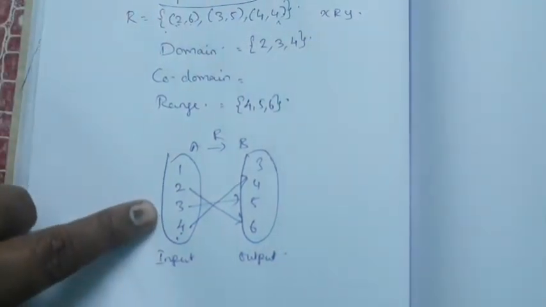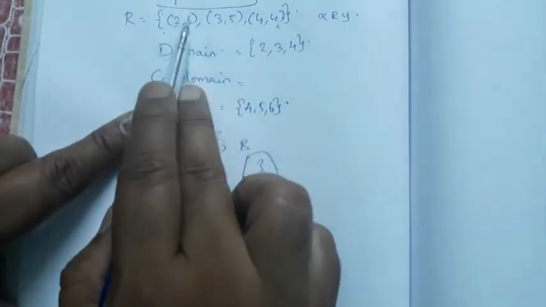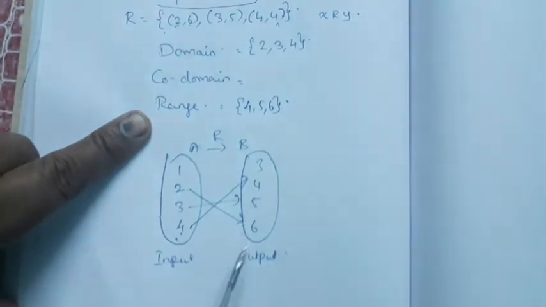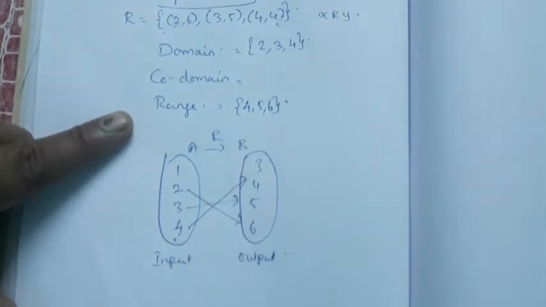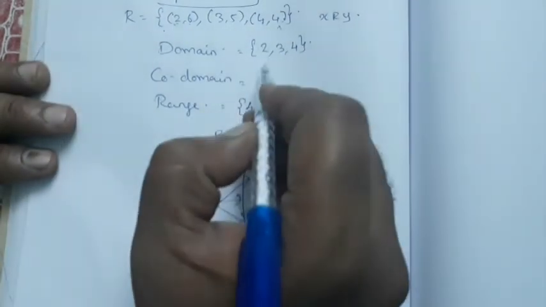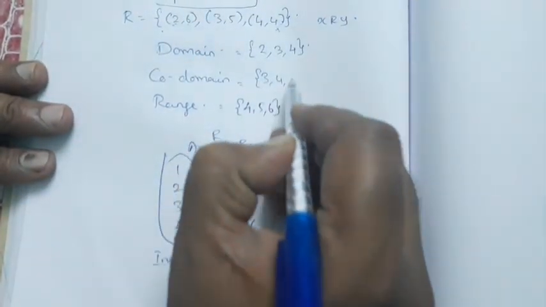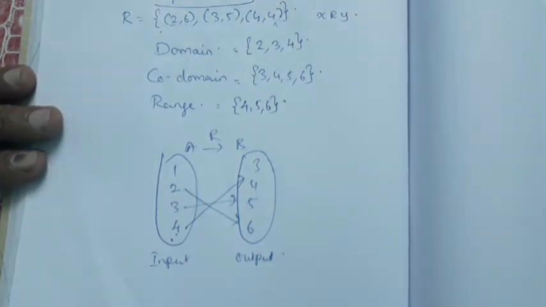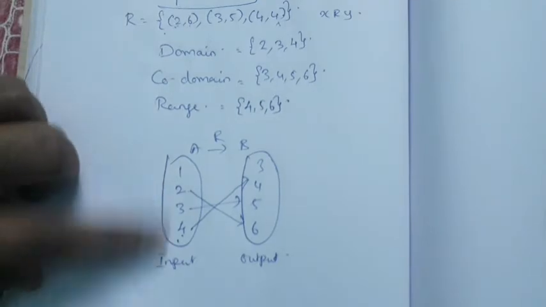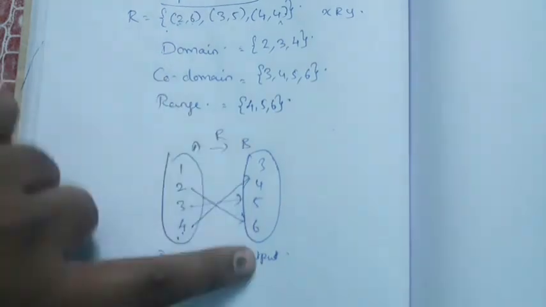Or else if you take the diagram, the elements involved in mapping from set A are considered the domain. And what is a range? The second elements from this relation, or in other words, the elements from B which are involved in mapping are considered the range. Now what is a codomain? The set B on the whole is considered the codomain. So what are the elements present in set B? 3, 4, 5 and 6. So these 4 elements are considered the codomain. Okay, domain: mapping elements from set A; range: mapping elements from set B; codomain: the whole set B.